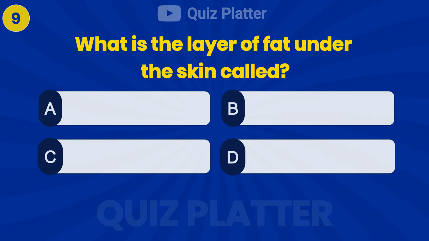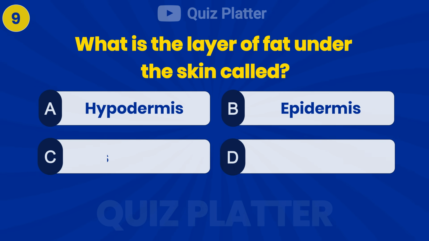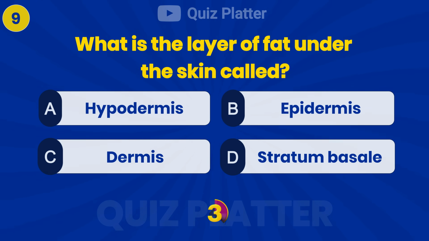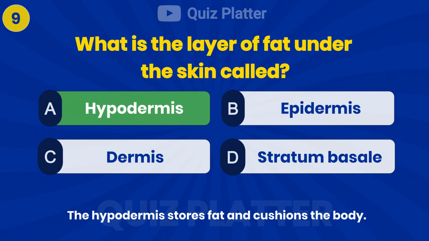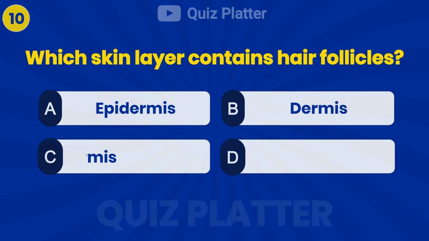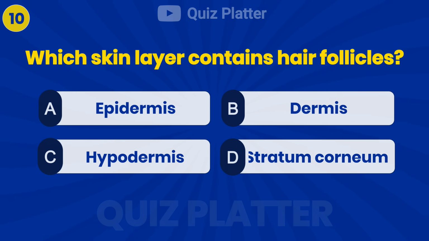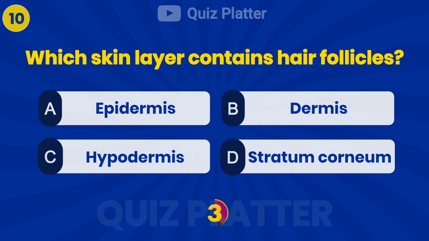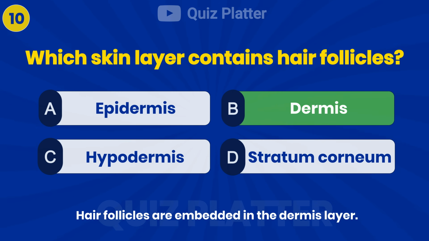What is the layer of fat under the skin called? Answer: A. Hypodermis. Which skin layer contains hair follicles? Answer: B. Dermis.